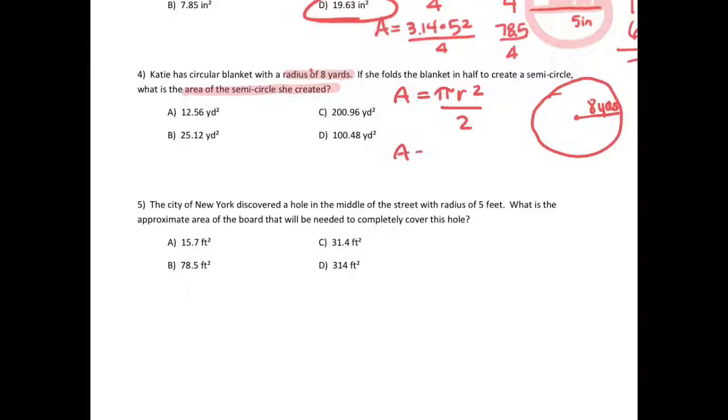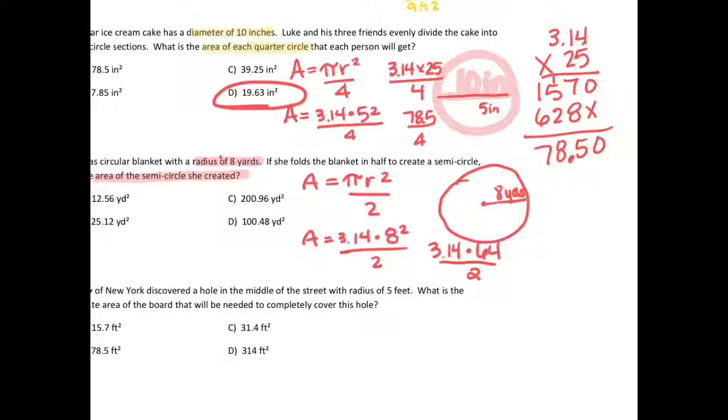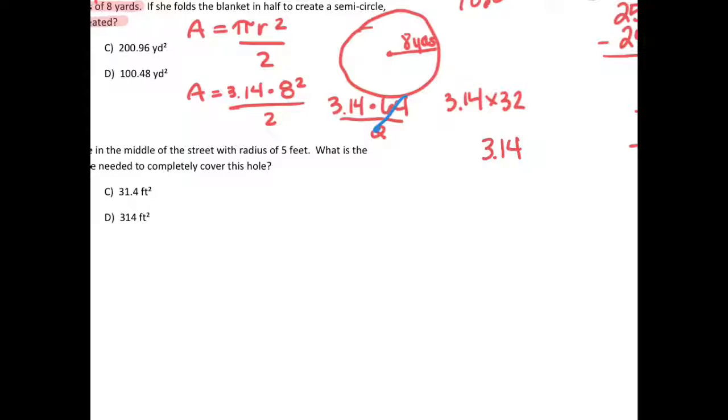Okay, so my first step, I'm going to fill in my formula. 3.14. My radius is 8 squared divided by 2. So 3.14 times 8 squared is 64 divided by 2. Now here's where I can make it a little simpler, because a while ago I had 25 divided by 4 and that doesn't come evenly, but 64 divided by 2 comes out evenly, and it makes it 3.14 times 32, and I can go ahead and half that and not even have to divide at the end. All I have to do is multiply 3.14 times 32.